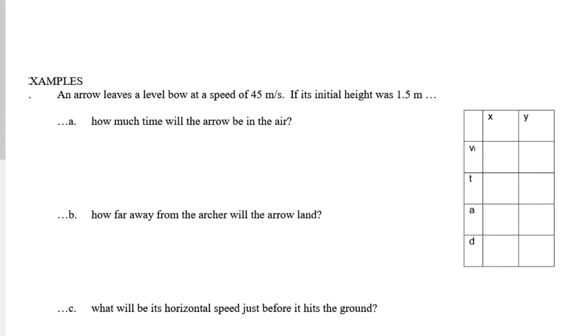All right, so we're going to do this one first example together, and then I'm going to ask you to do the second one as a follow-up. So we have an arrow that leaves a level bow at a speed of 45 meters per second, and its initial height is 1.5 meters.